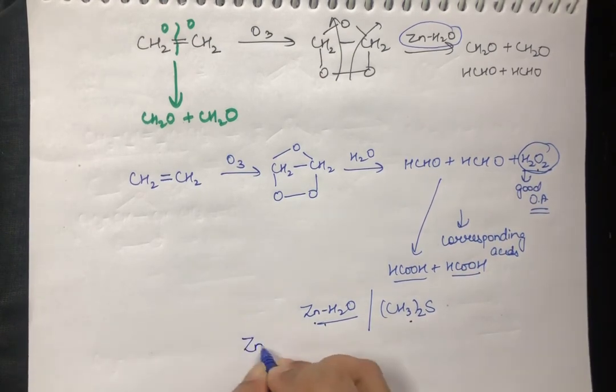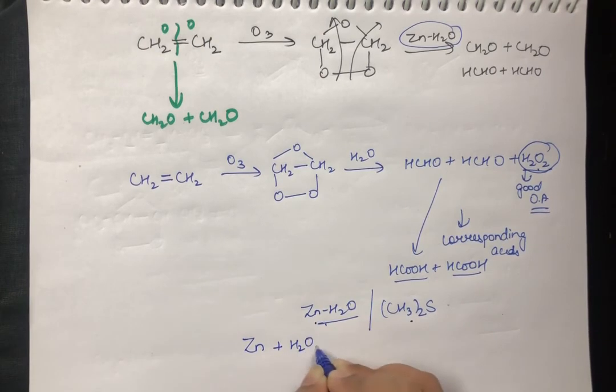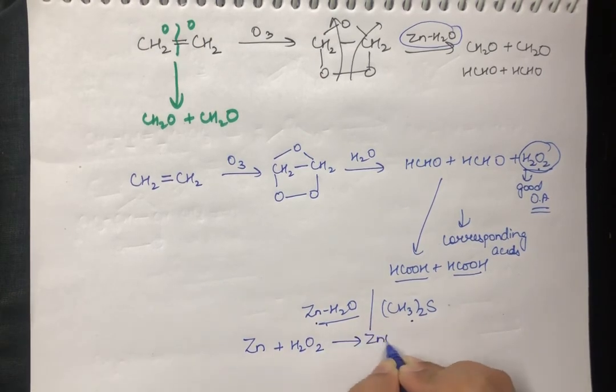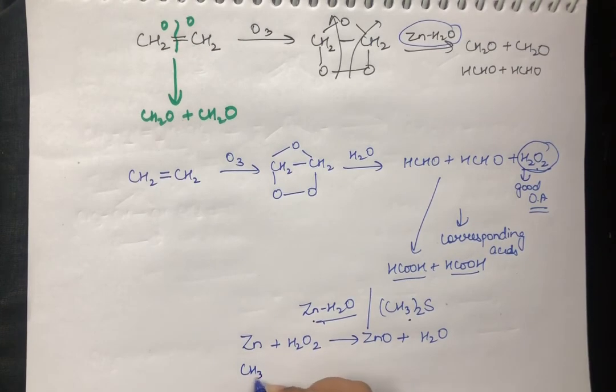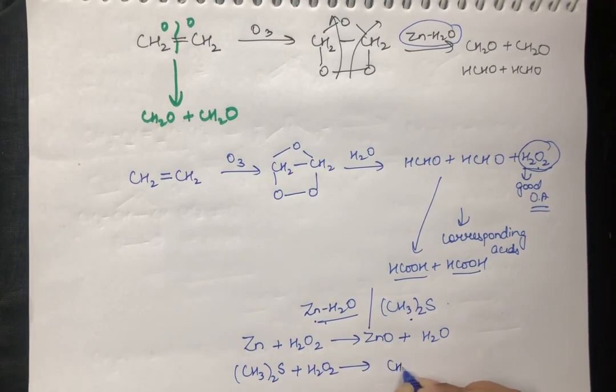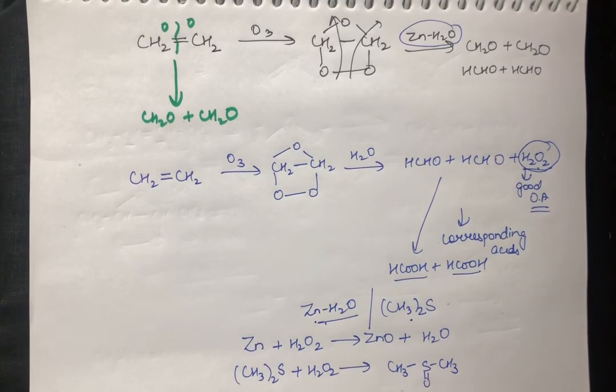What will happen is, zinc will react with the peroxide that is present, and it will yield zinc oxide and water. So your peroxide is out of the picture for doing further oxidation. Similarly, if you use dimethyl sulfide, the peroxide that is formed will form dimethyl sulfoxide, which is a very important solvent in your organic chemistry, and water. So your further reaction will be stopped.